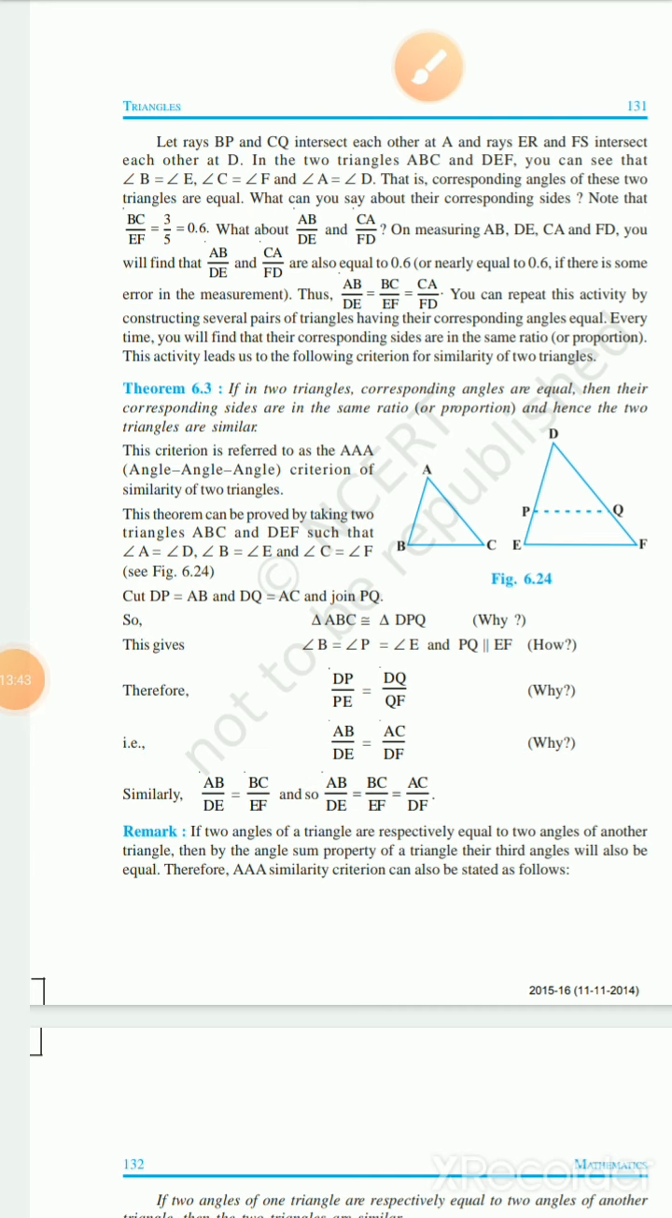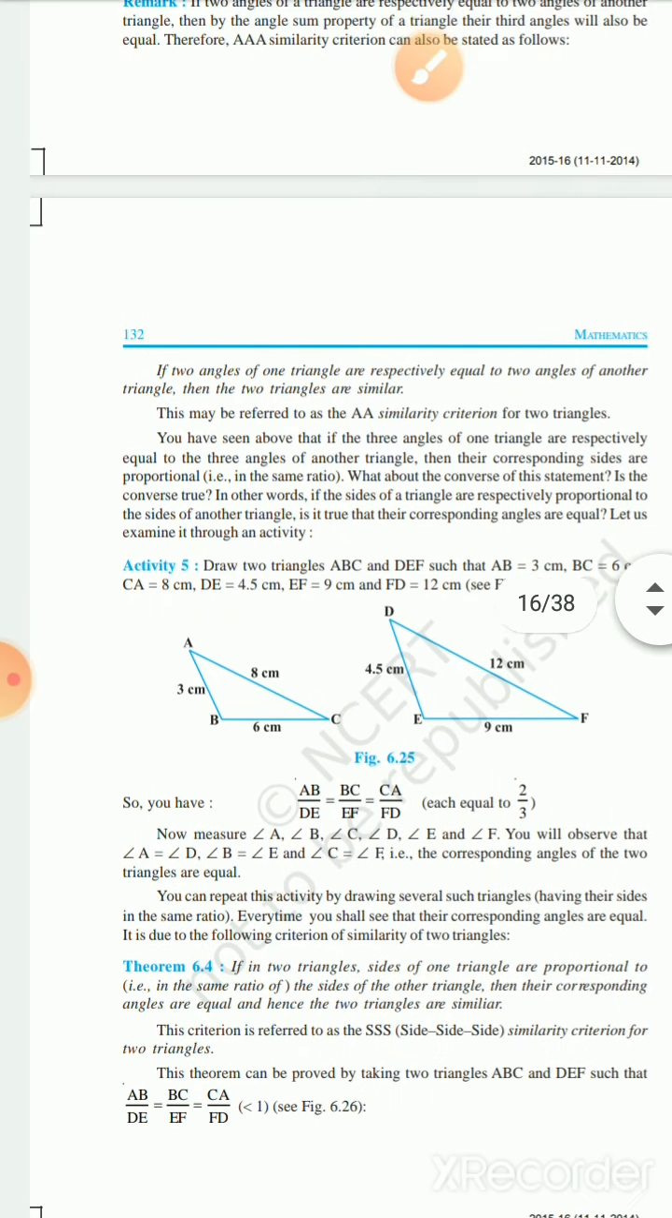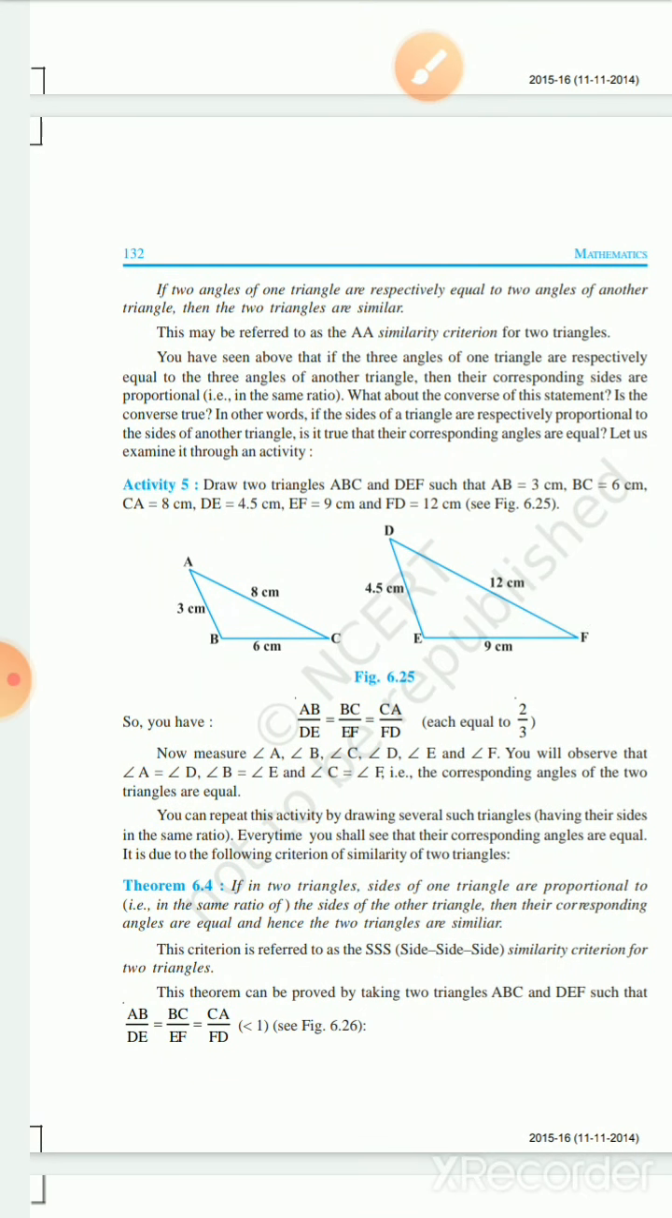Now let's move further. If two angles of a triangle are respectively equal, the third angle is automatically equal because the sum of angles of a triangle is 180 degrees. So you can also refer to this property as angle similarity. Instead of writing angle three times, you can consider writing angle two times, angle similarity.